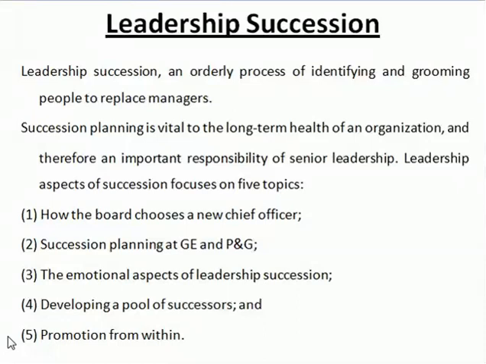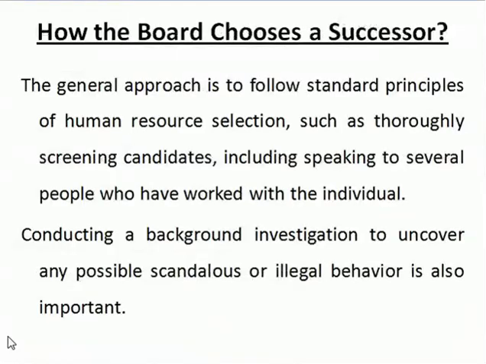So this aspect of leadership succession will focus on maybe five topics here. One, how the board chooses a new chief officer; then succession planning at GE and P&G; the emotional aspects of leadership succession; developing a pool of successors; and promoting from within. We go one by one.